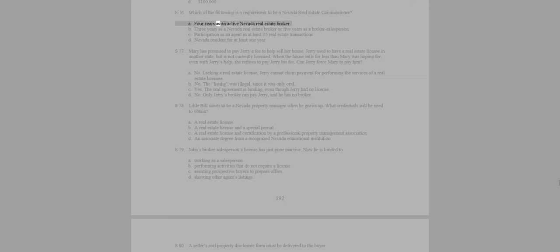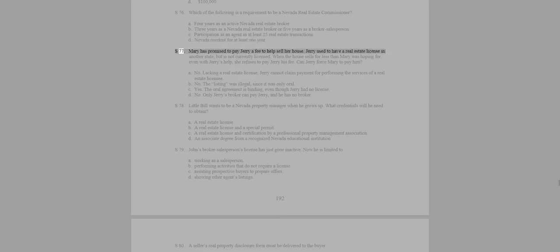S76. Which of the following is a requirement to be a Nevada Real Estate Commissioner? A. 4 years as an active Nevada real estate broker. B. 3 years as a Nevada real estate broker or 5 years as a broker salesperson. C. Participation as an agent in at least 25 real estate transactions. D. Nevada resident for at least 1 year.